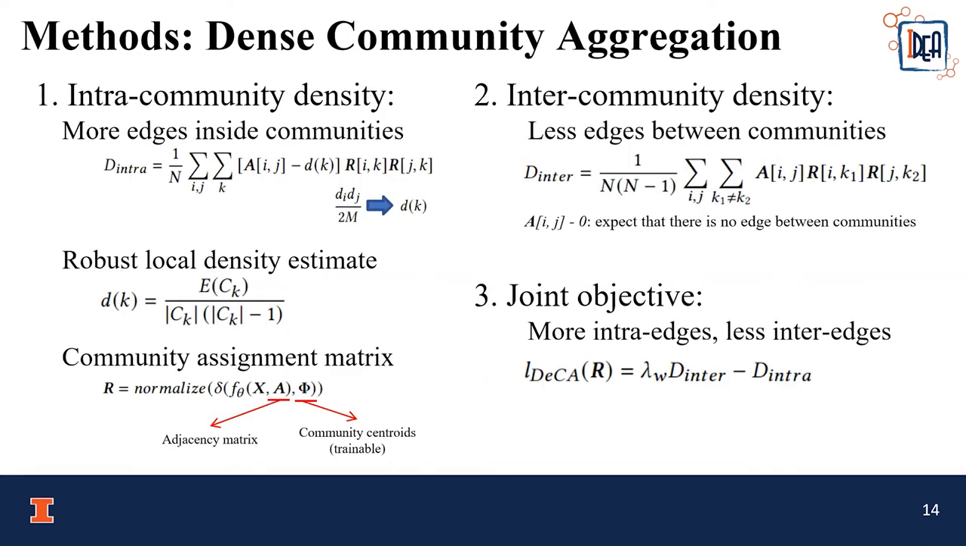We first propose the intra-community density by replacing the modularity with a more robust local density estimate. This D_K, the new estimate, is computed by comparing the actual number of edges to the maximum possible number of edges. And to account for the connections across different communities, we also propose the inter-community density. Here, we set the density estimate term as zero because we expect there should be no edges between communities, and that's the best circumstance. And finally, the joint objective can be written as follows, since we want more intra-edges and fewer inter-edges.